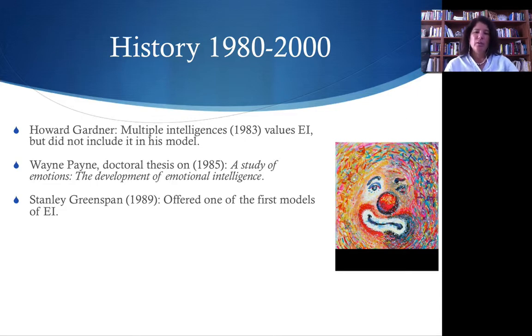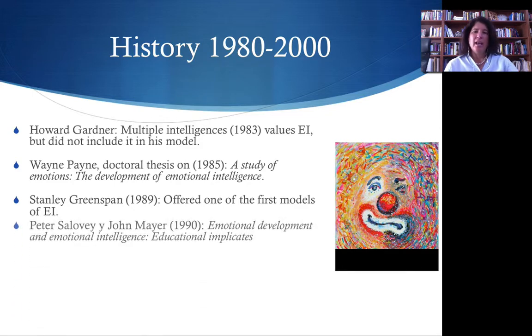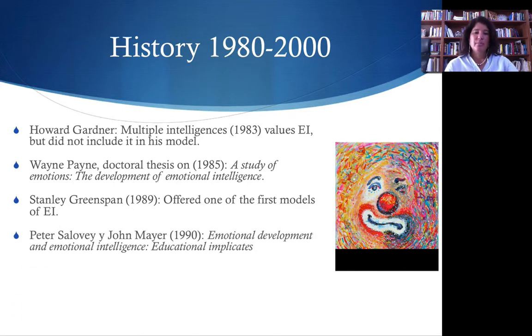Then Greenspan really picked up on this and offered some of the first models we have of emotional intelligence and some of the first guesses at how to actually measure this. Salovey and Mayer came up with some of the best measures of emotional intelligence, which we still use today. So these were actual tests to try to measure something that was before considered intangible.